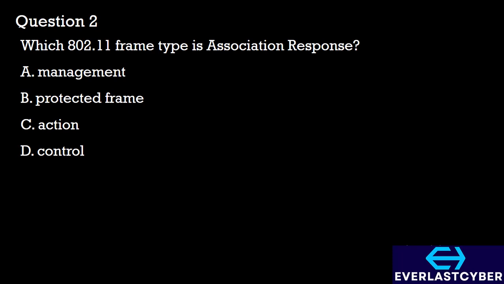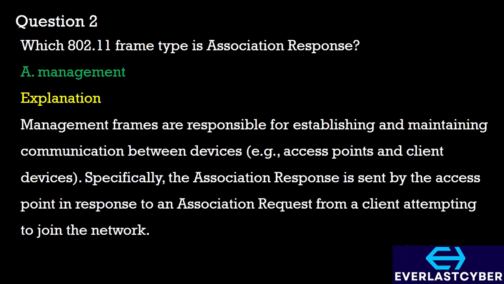Protected frames refers to frames that are encrypted and they can apply to multiple frame types, but it's not a specific frame type by itself. An action frame is another subtype of management frame and it is used for specific tasks like channel switching, but it is not related to association. Control frames are used for managing access to the wireless medium, but not for association-related tasks. So for this, our answer is option A, management.